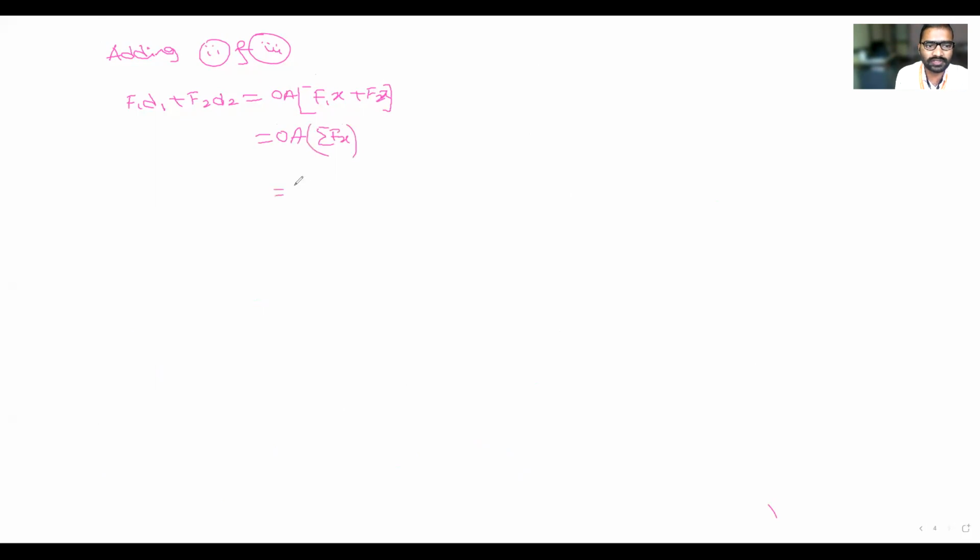What does this summation of Fx mean? See, when there is a force F1, this is F1, this is F2, and this is the resultant force R making angle theta. So what is R cos theta? R cos theta is equal to sigma Fx. Sigma Fx, correct?